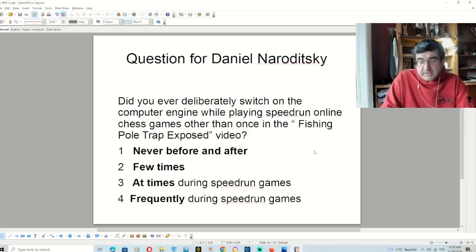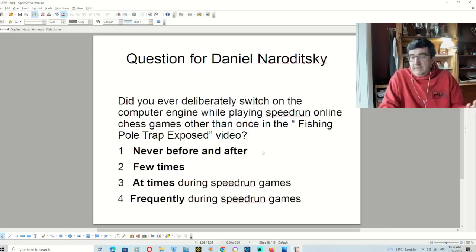Because if the answer will be one, as I understand for the moment, looking at this chart of possible answers, it's number one, but I'm not sure.